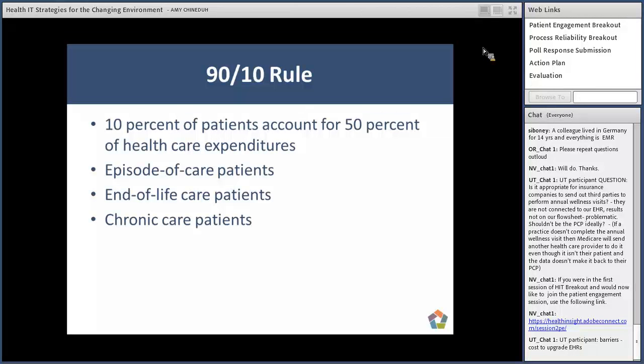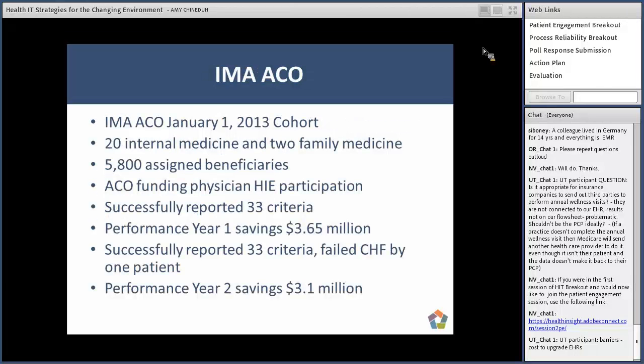This was really my wheelhouse in terms of the doctors and the people that I was working for, because the chronic care patients were our patient population. Actually, all three were their patient population. So that's one of the reasons why I went after the ACO environment. So I am an ACO, as mentioned earlier, January 2013 cohort. I did not want a bunch of people to try and corral.